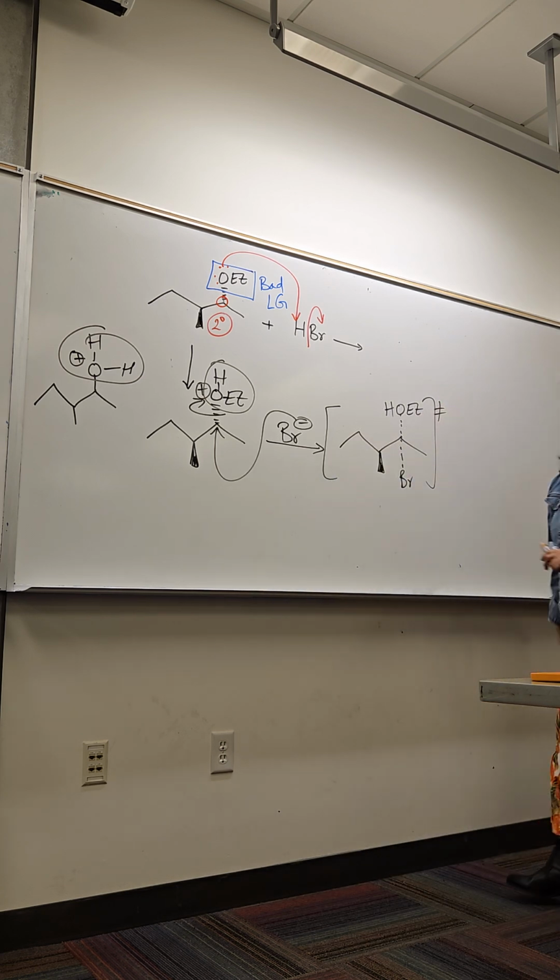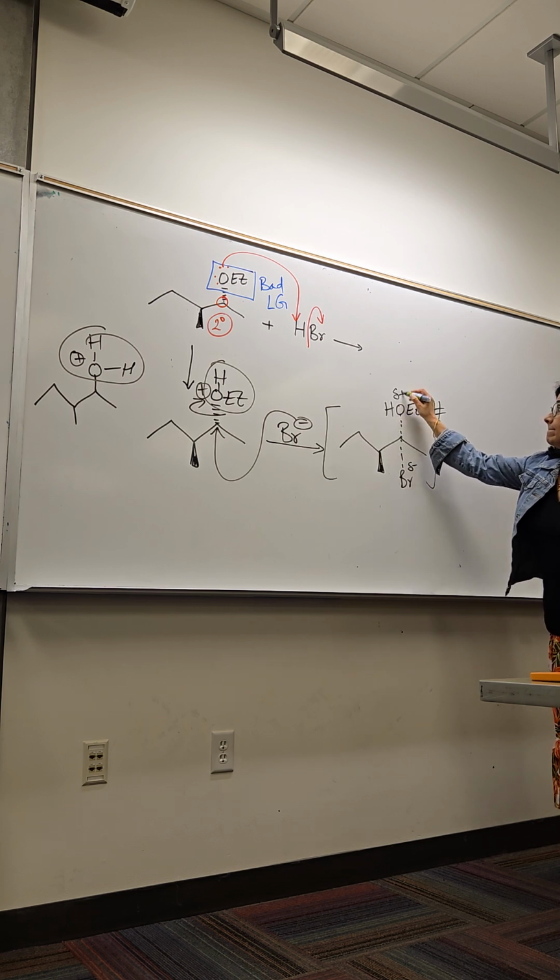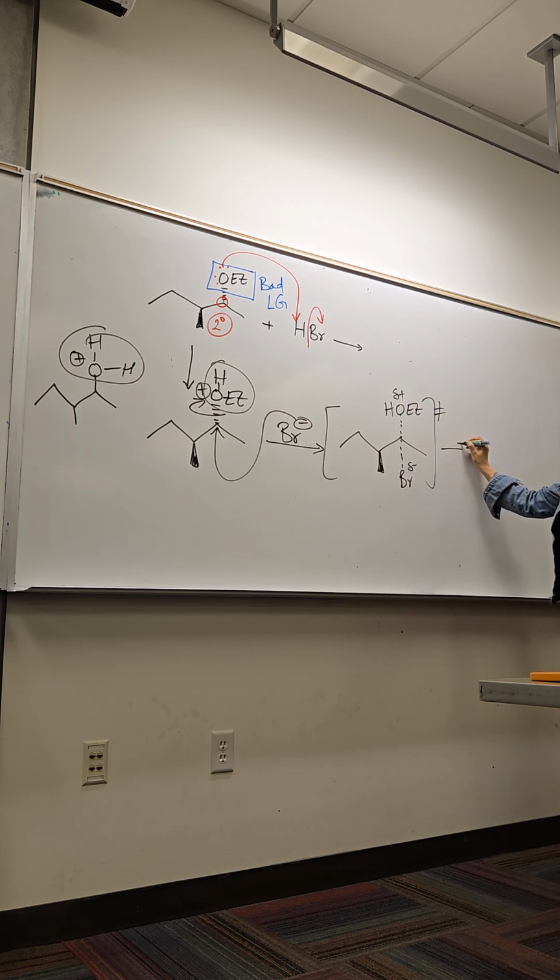Do you guys agree? Charges, what, where? The partial negative on the bromine and then the partial positive on the leaving group. And once the leaving group has left and the nucleophile has come in, should this stereochem change? No, not there. And should that one change? Yes. What does it now become?